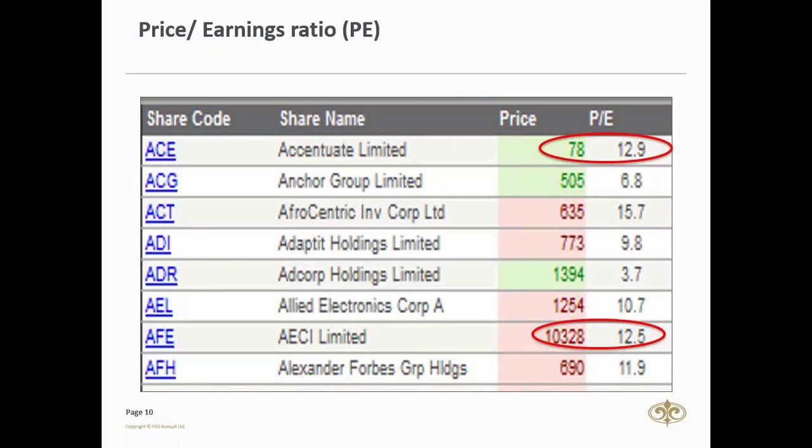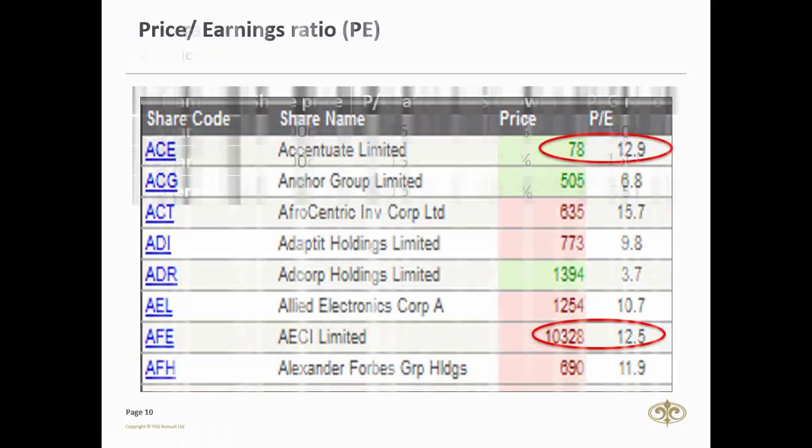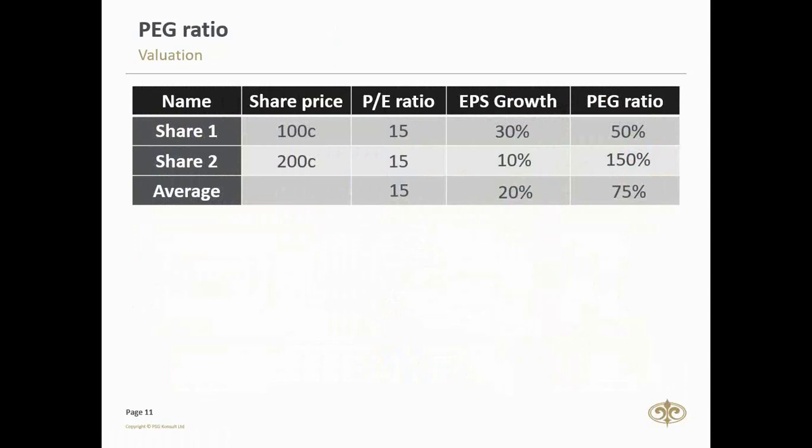So I want to go one step further now. Is there a better way? Yes, there is, and that's where the PEG ratio comes in. This is where we bring in growth. Just the same example again: you've got 2 shares, one trading at 1 Rand, one trading at 2 Rand. Both have the same PE ratio. As I said, a lot of people default to the price. You think, I'd rather buy the 1 Rand share, it has a better chance of doubling to 2 Rand than a 2 Rand share doubling to 4 Rand. No, don't go on that.